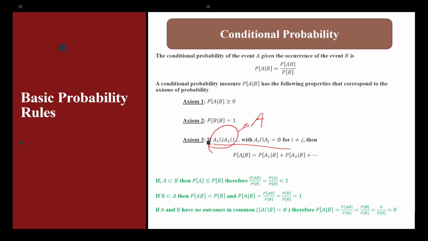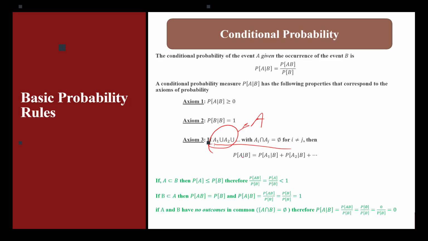Okay? Now, if B is a subset of A, what happens? When B happens, the intersection of A and B is going to be B because B is inside A. Now the probability of the condition becomes the probability of B over the probability of B, which basically means B is happening. So it's going to be 1. Does that make sense?